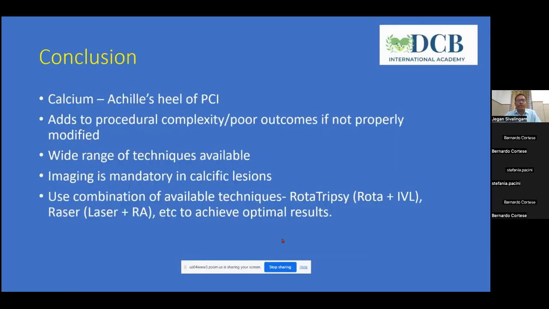So coming to the conclusion, calcium remains the Achilles heel of PCI. It adds to procedural complexity and poor outcomes if not properly modified. We have a wide range of tools and techniques available. Imaging is mandatory, OCT preferably, and these are not exclusive, they are actually supplements to each other. Now they are coining various terms like rotatripsy, which is a combination of rotablation and IVL, and laser and rotablation, etc. to achieve optimal results.